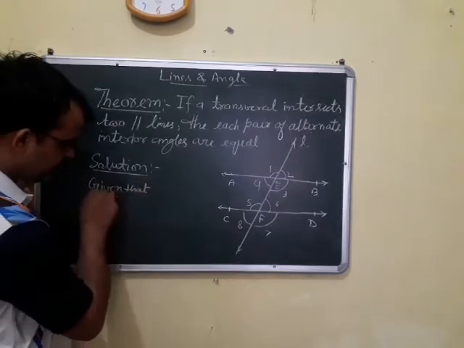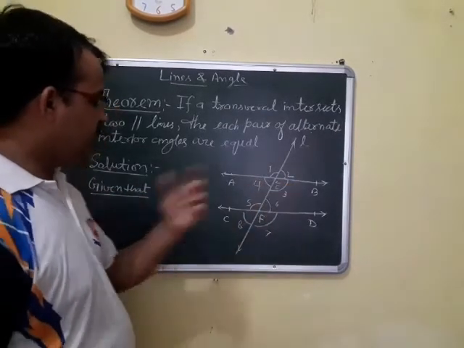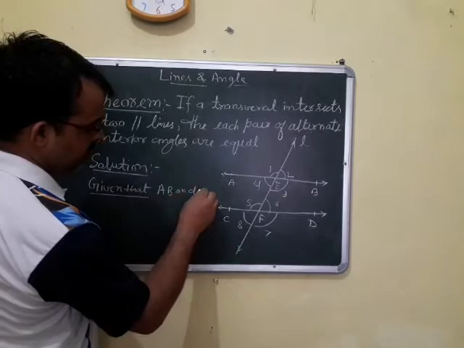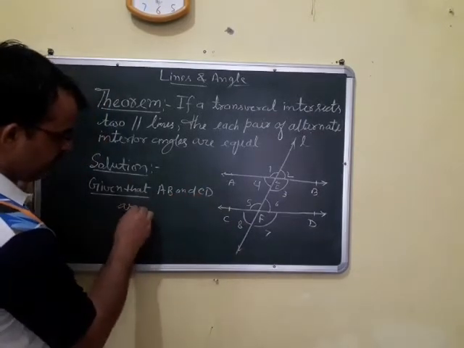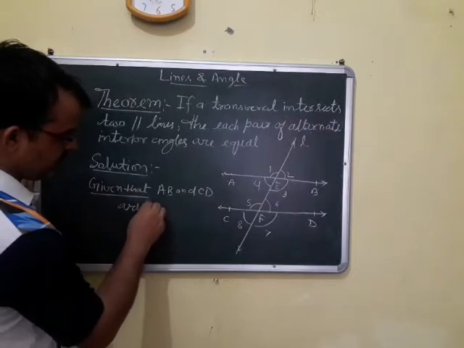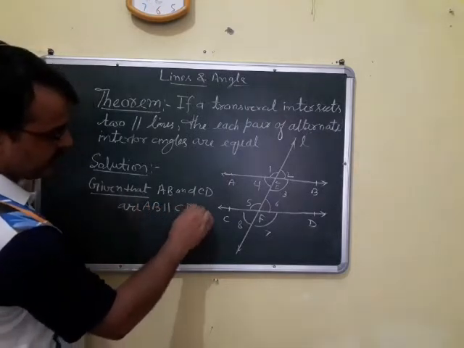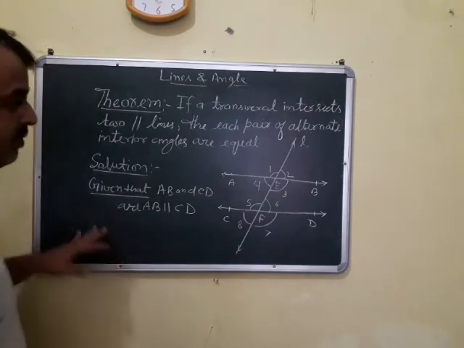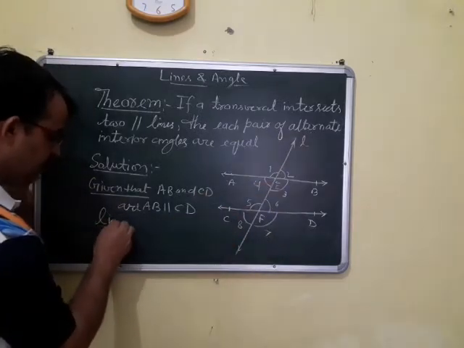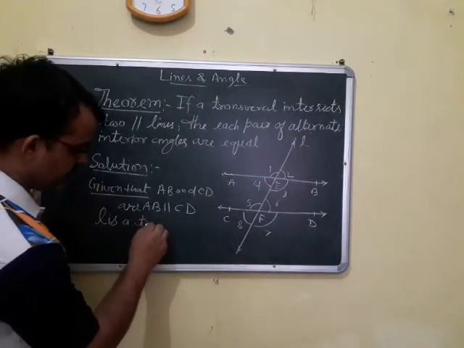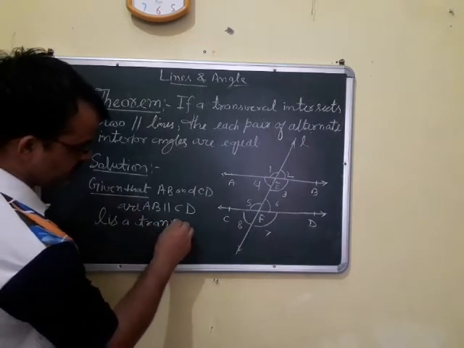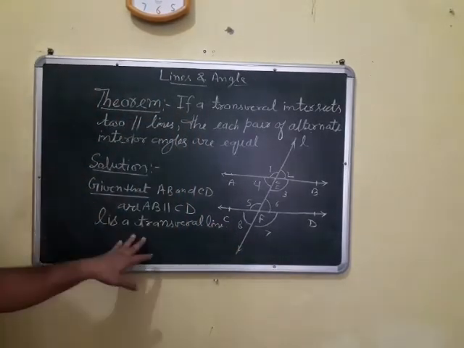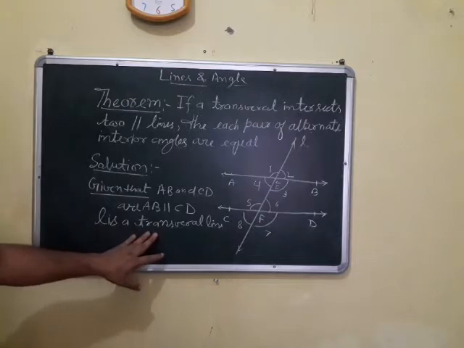What is given here? AB and CD are parallel lines. AB parallel to CD. Clear? AB parallel to CD, and L is the transversal. L is a transversal line.